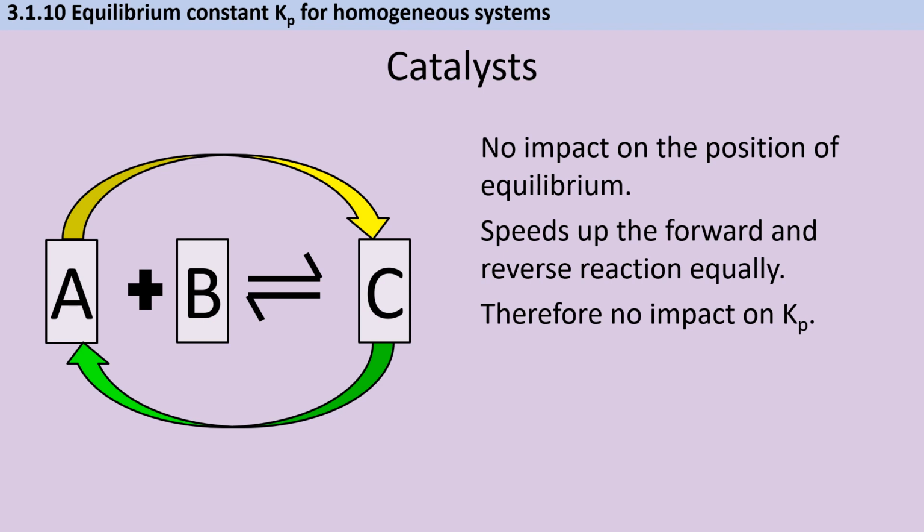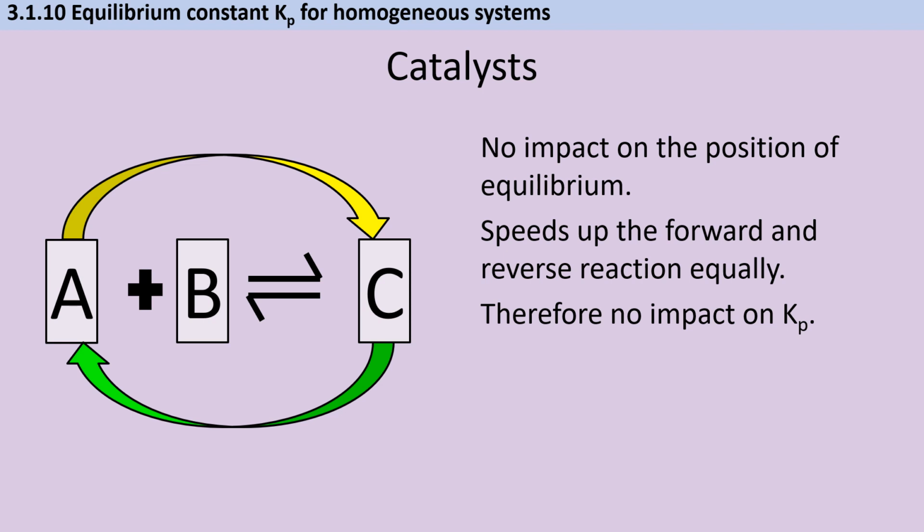Catalysts don't have any impact on the position of equilibrium, whether that's an equilibrium with solution or an equilibrium with gases that you've learned about in year 13. And the reason for this is that even though the catalyst speeds up the rate of reaction, it speeds up the forward and reverse reactions equally. So it doesn't have any impact on the value of Kp because it doesn't have any impact on the position of equilibrium.